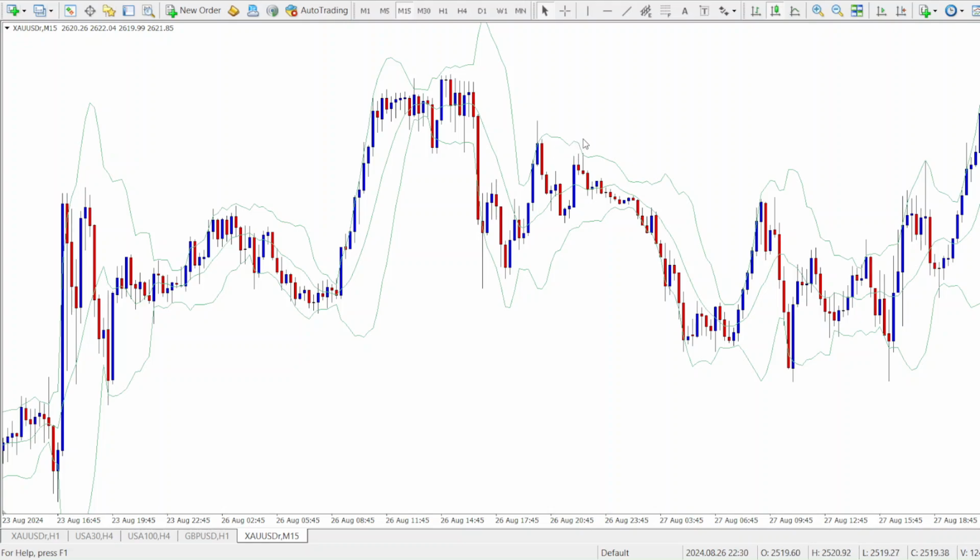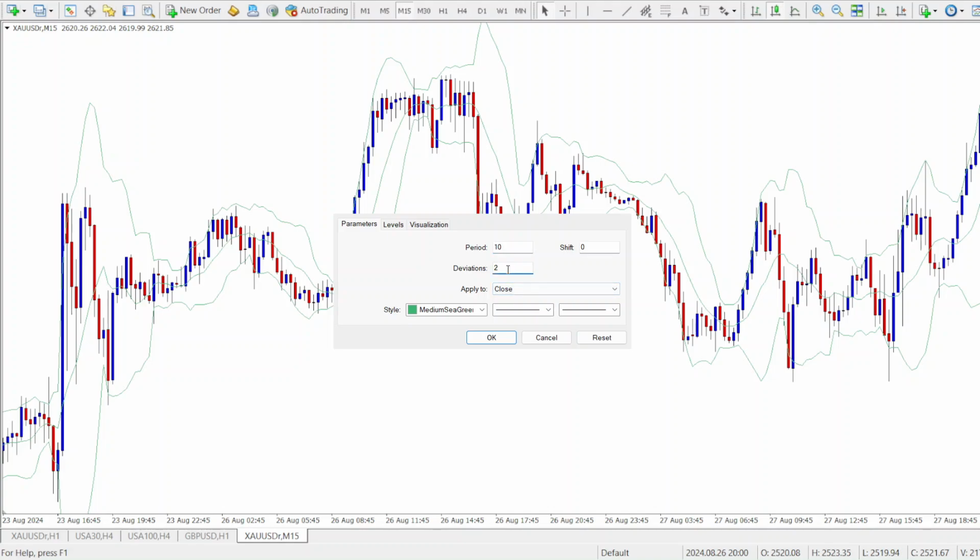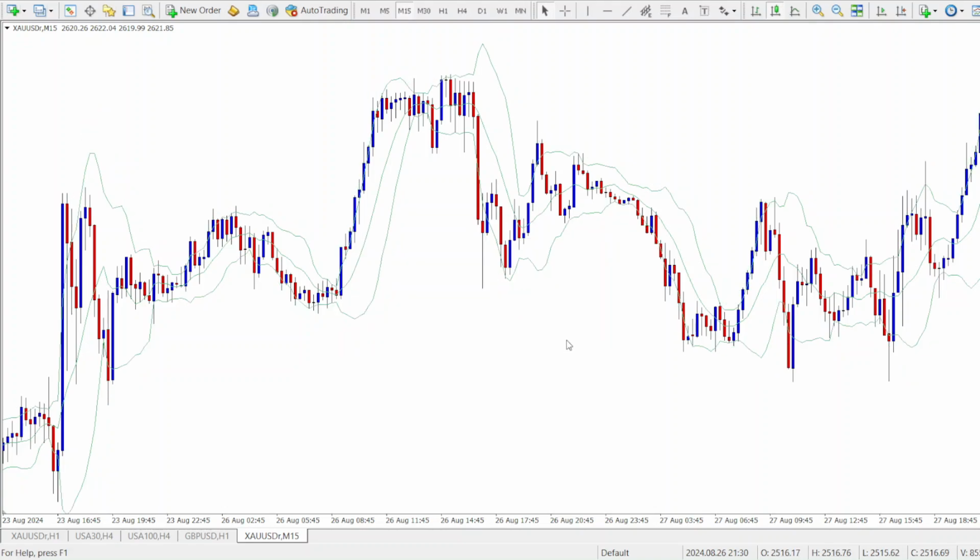Okay. Now, you might want to keep the standard deviation. Let's go back to the parameters. You might want to keep the standard deviation at 2, or you might want to lower it slightly to 1.5, which will make the bands more responsive to quick price changes, helping you catch intraday moves. Right, you can see that it shrank a bit after reducing to 1.5.